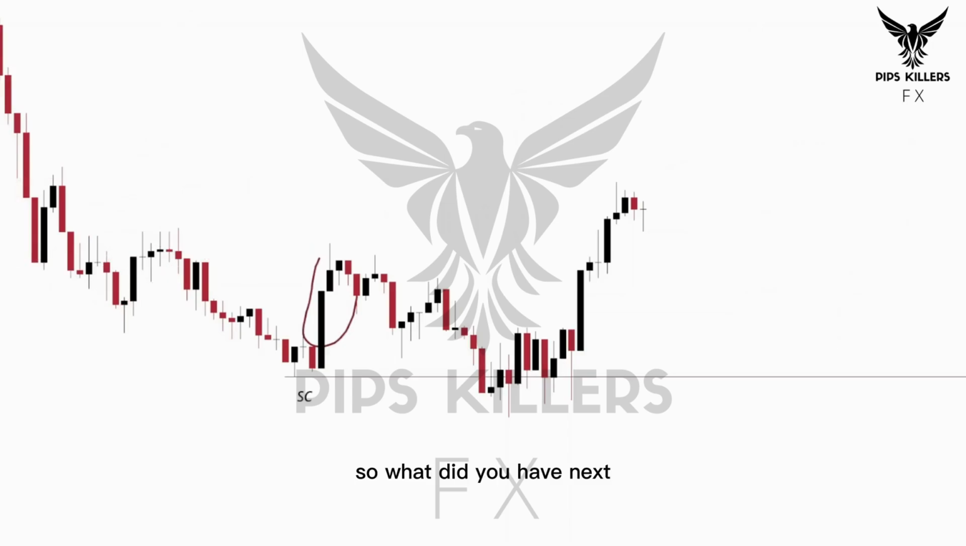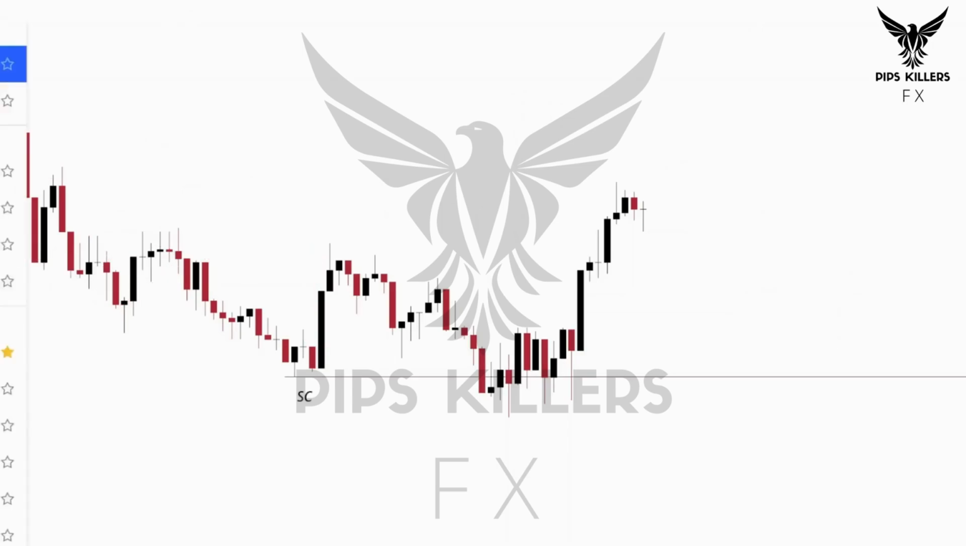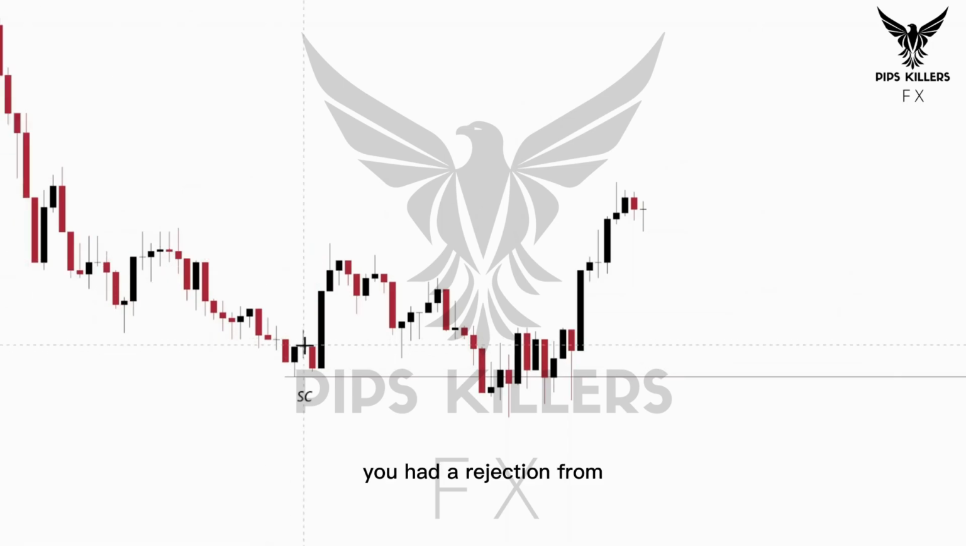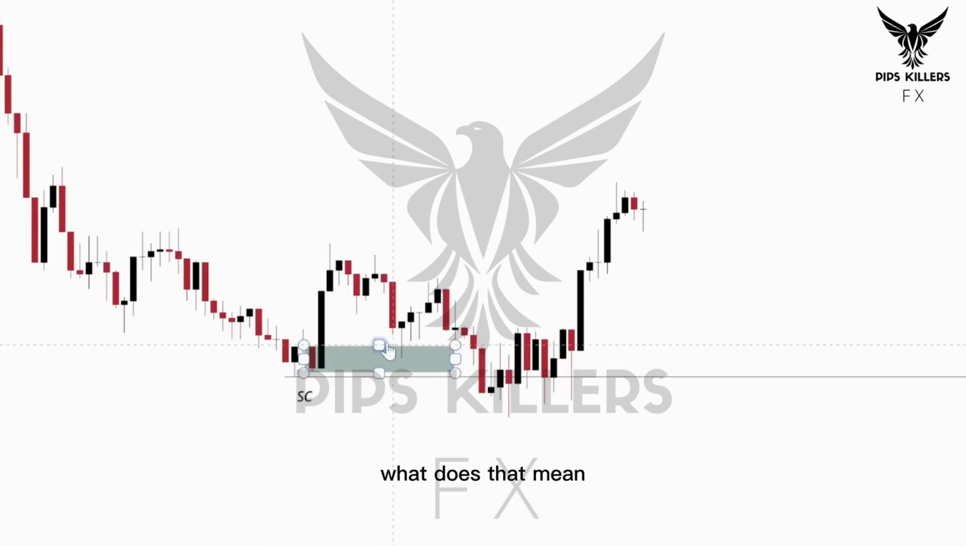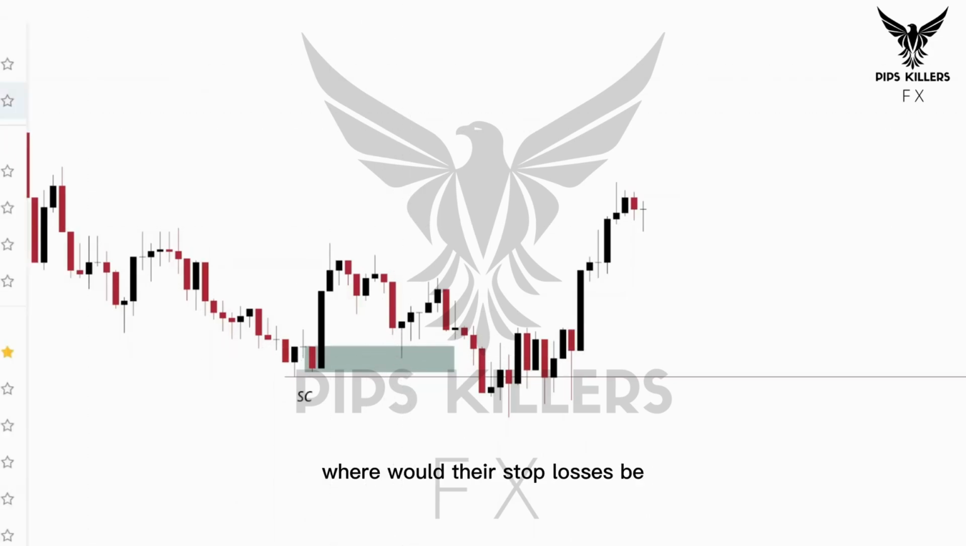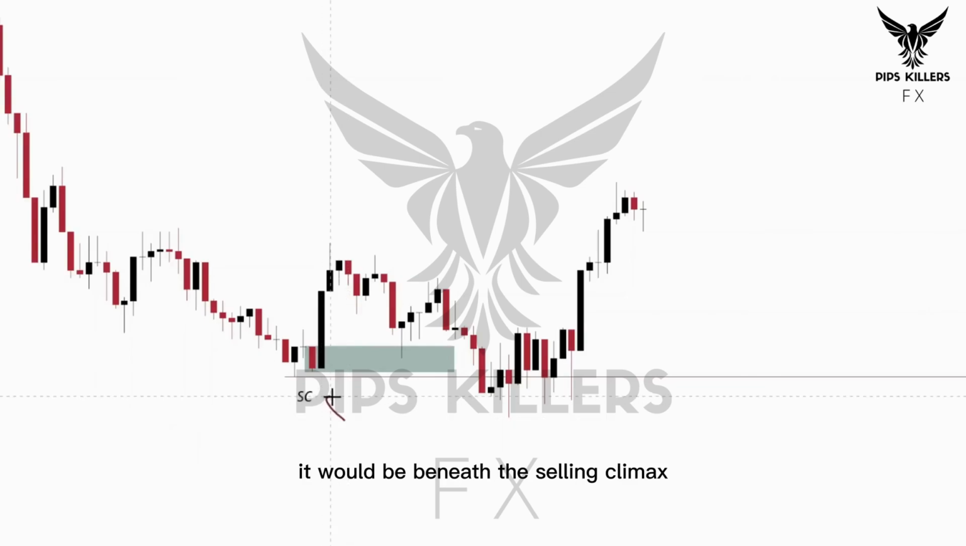So what did you have next? You had a rejection from our demand. What does that mean? That means if anybody bought here, where would their stop losses be? It would be beneath the selling climax. So once this happens, you can anticipate a purge.